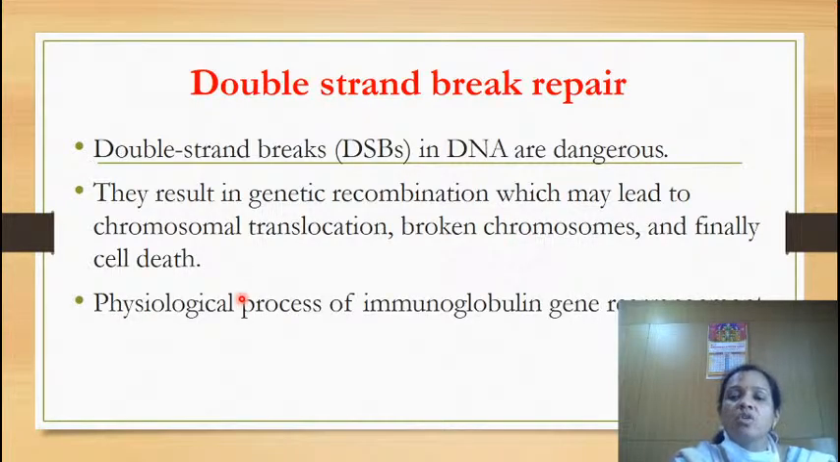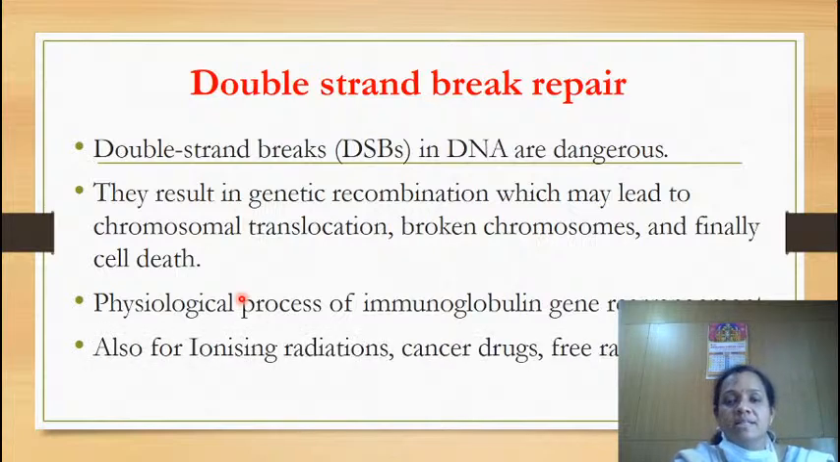Physiological processes such as immunoglobulin rearrangement occur by this mechanism. So that is the physiological double strand repair mechanism. But the influence of ionizing radiation, cancer drugs and free radicals can also bring about double strand breaks.